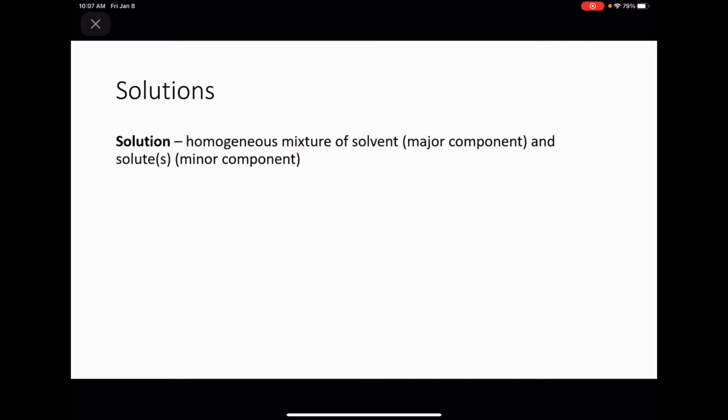A solution is a homogeneous mixture of what we call the solvent, the major component, what's mostly in the solution, and a solute or solutes, there can be multiple of them, which are the minor components. Now what we know already from first semester is that we can measure the amount of a solute in a solution by its concentration.